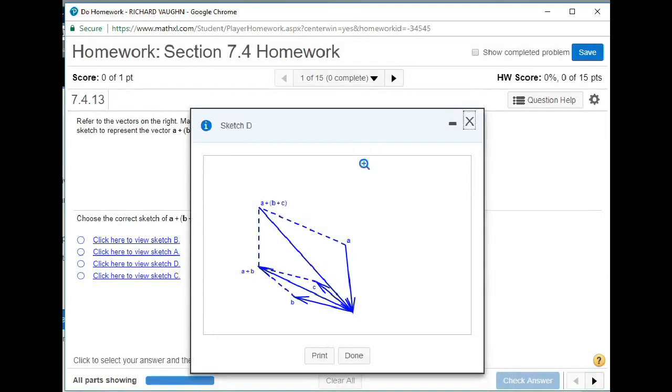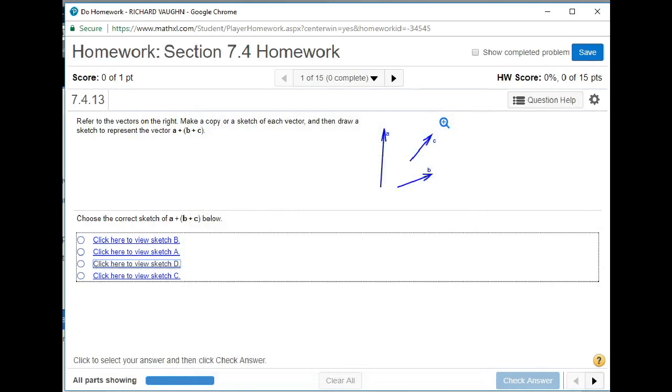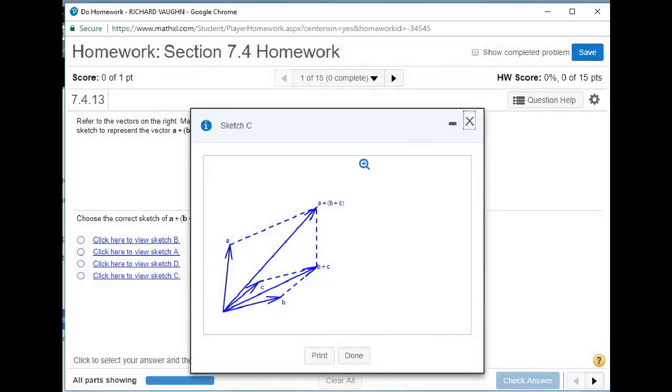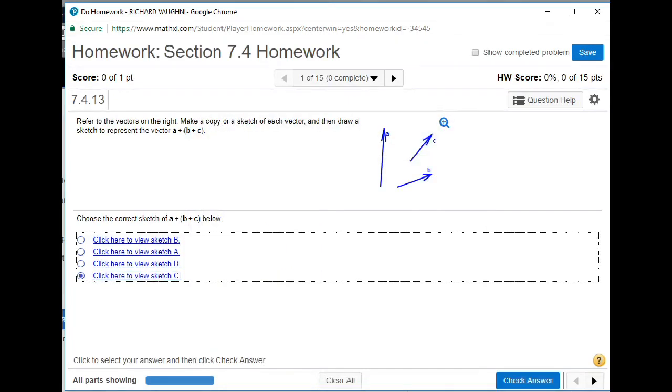Here we have A has been turned around, B and C have both been turned around, and then everything's been turned around. Hopefully this is the right one. Here's A, yeah, here's B, here's C, here's B plus C. So we go from A, and then we do B plus C. So this is the resulting vector A plus B plus C. So that's the correct choice, sketch C.